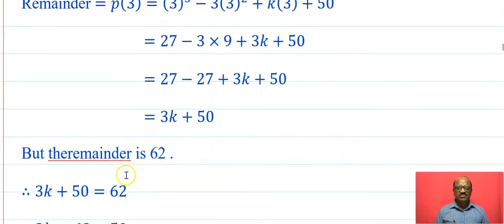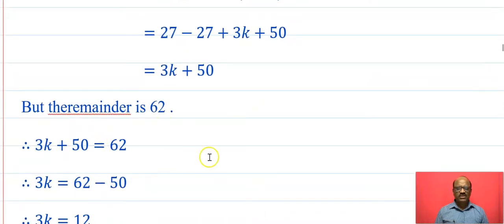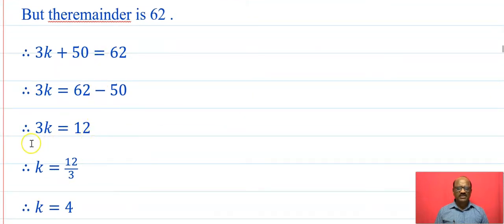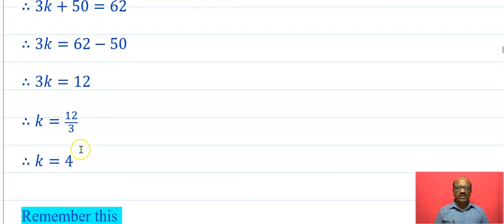3k plus 50. But what is the remainder? The remainder is 62. And therefore 3k plus 50 is equal to 62. And therefore 3k is equal to 62 minus 50, that is equal to 12. Therefore 3k is equal to 12. And here, easy. Therefore k is equal to 12 upon 3. That is, k is equal to 4.